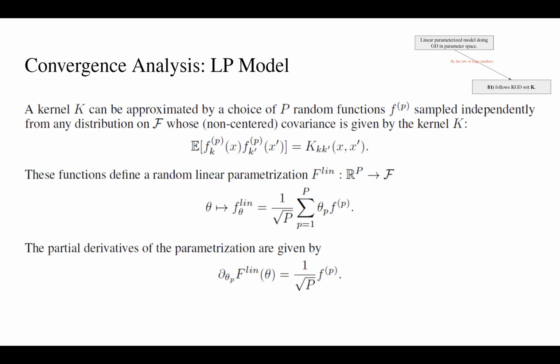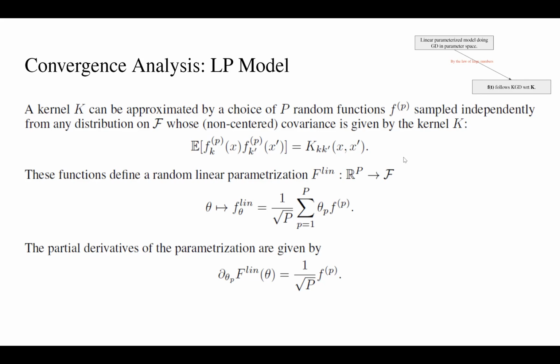And now we are going to discuss the case of a linear parameterized model. The only thing we need to show is that gradient descent in parameter space for the linear parameterized model is equivalent to doing kernel gradient descent with respect to K in the function space. And then we can just go back to the base case we just showed.